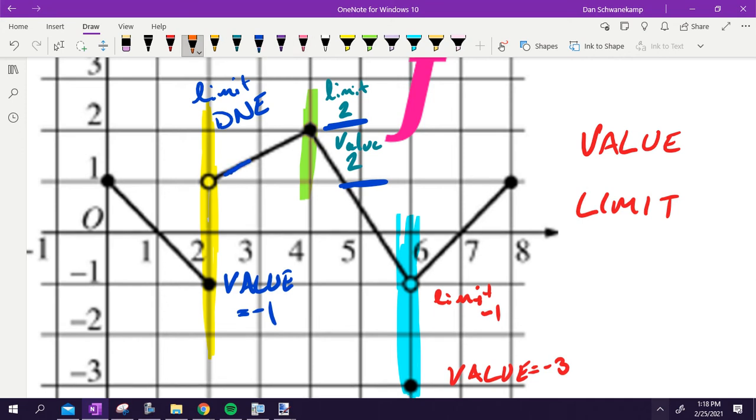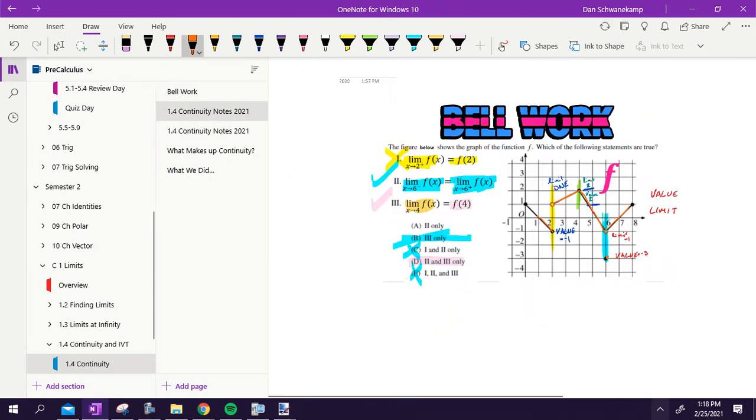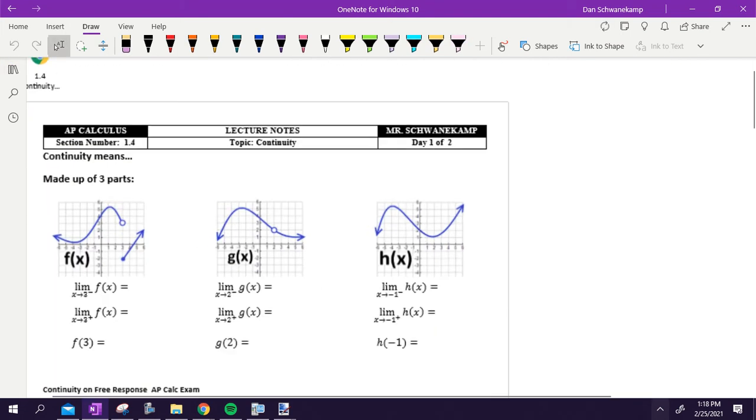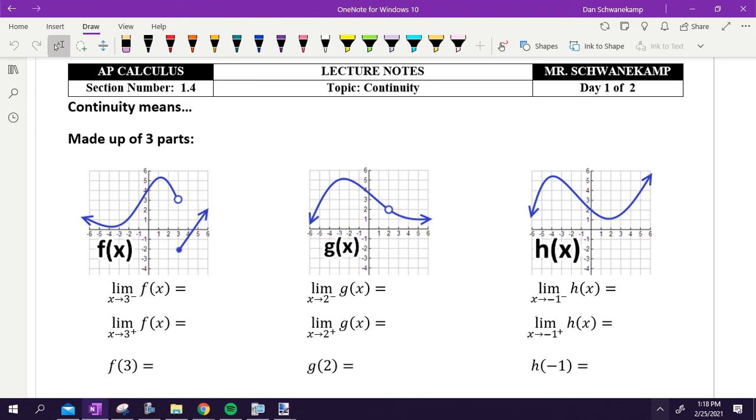If I were to draw this line, if I were to go from here, I didn't have to pick up my pencil. At this spot right here where the limit and the value are not the same, I went here and then I jumped. That's discontinuous. Right here where I have to pick up my pencil, it's discontinuous. In order to be continuous, the value and the limit need to be equal to each other. That's exactly what we're doing today. Let's look at it. Okay, we are talking about continuity.